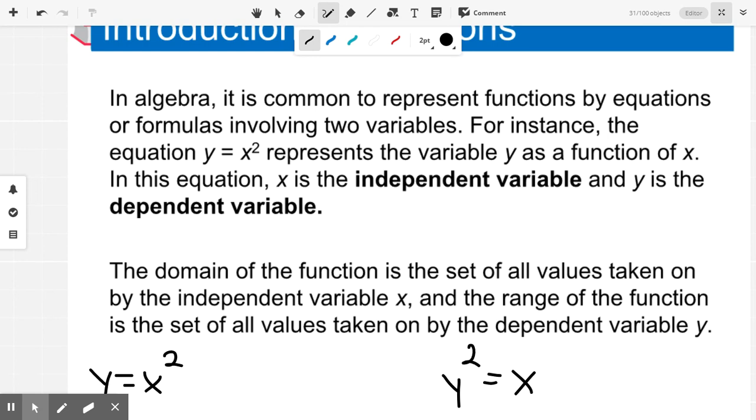In this equation, x is the independent variable, y is the dependent variable. The input is the x, the y is the output. The independent variable is the variable you would input. The dependent variable is the output. It depends on what you input into x. All right. The domain of the function is the set of all values taken on by the independent variable x, and the range of the function is the set of all values taken on by the dependent variable y. We'll talk more about the domain later. We're not going to really talk much about range today, but the domain is all the values of x that can be used for a relation.